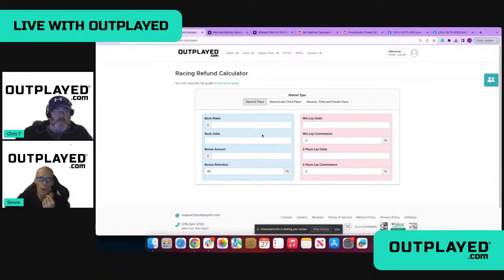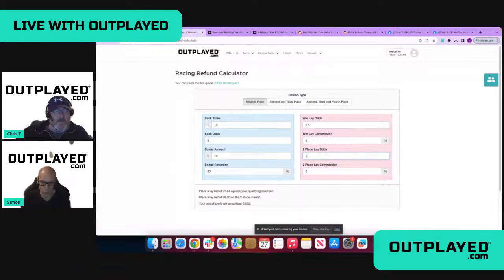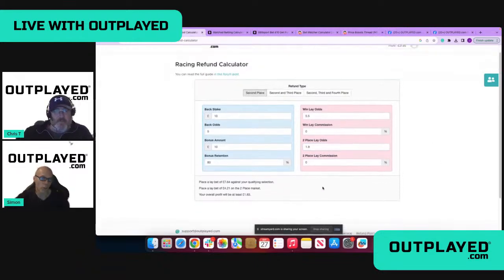If you have an offer where you bet £10 and you get a free £10 bet if your horse comes in second place, what you would do is, let's say you'd find a horse back odds of 5, win lay odds of 5.5, let's say quite a close match. 2 place lay odds, what about 1.9, something like that. Okay, so basically this one you can lock a profit in on it.